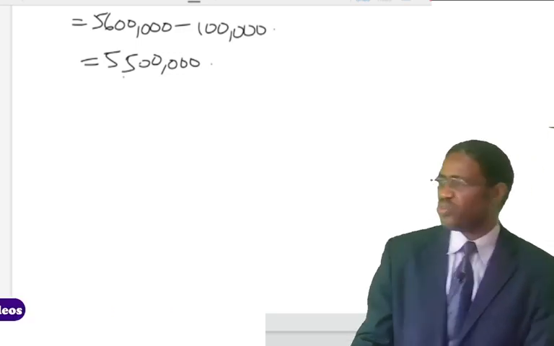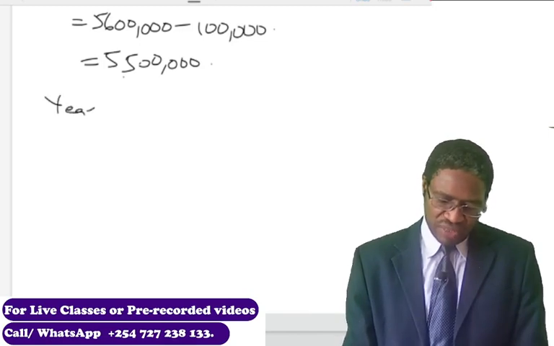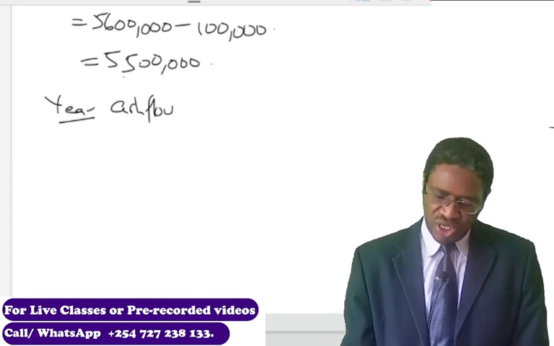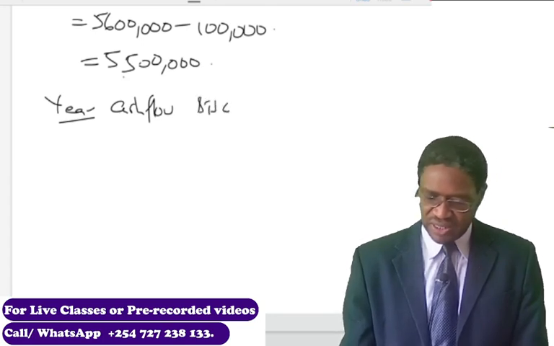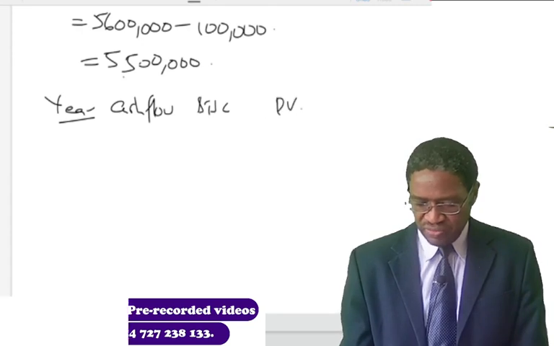Then to get it, we have already said you will need the table. You need a column for the year. You need a column of the cash flows. You need a column of the discount factors. You need a column of the present values.